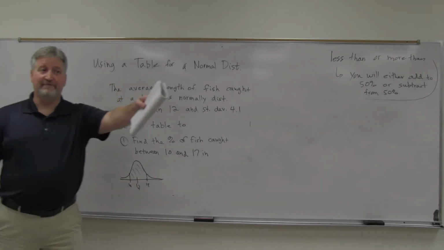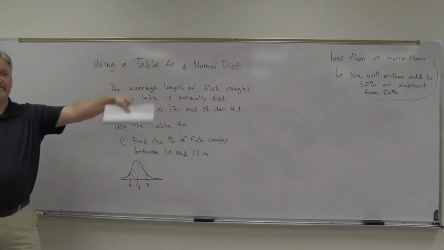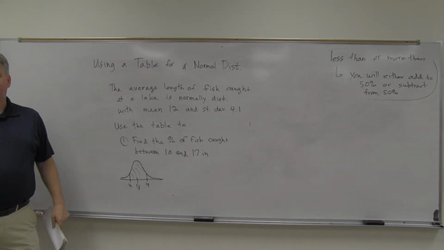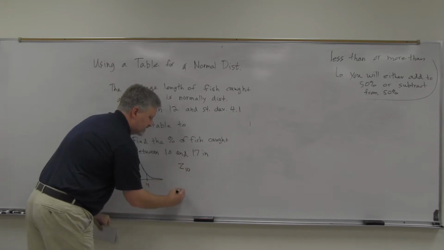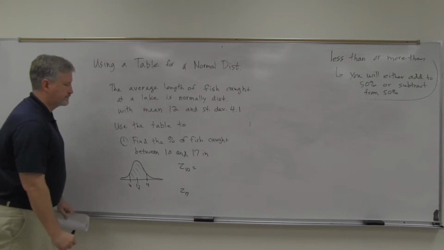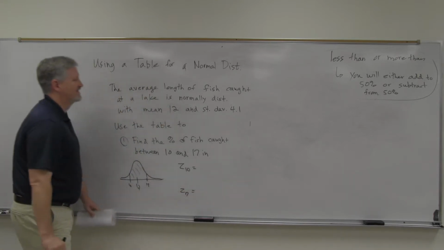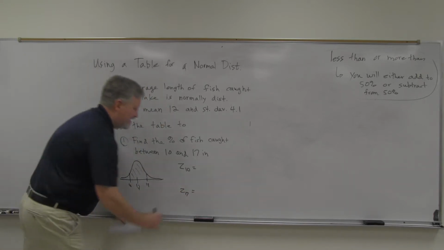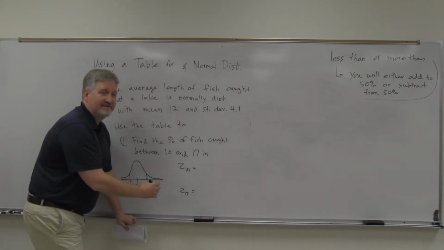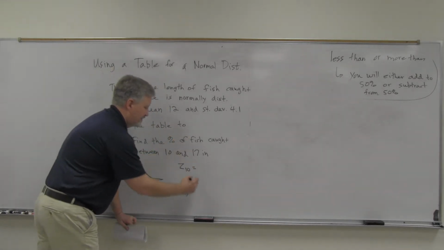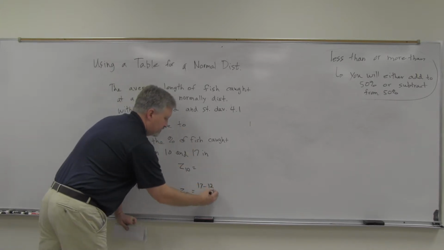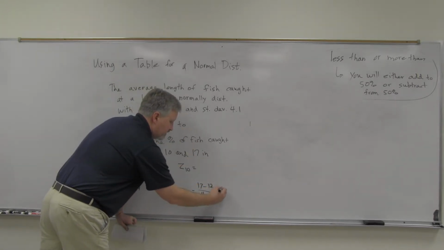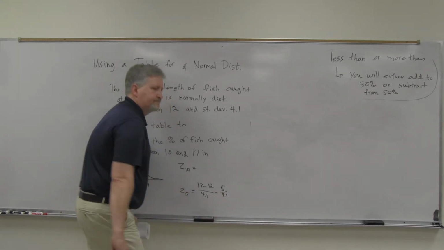But I have to use the table, and the table is based off of z-scores. So what I'm going to do, first of all, is just calculate the z-scores of each. Z-score of 10, z-score of 17. Let's do 17 first, because I got to make a point. How to do the z-score? Value minus mean. So it would be 17 minus mean, which is 12, divided by 4.1. That's 5 divided by 4.1.